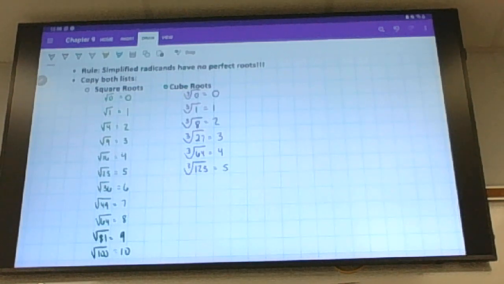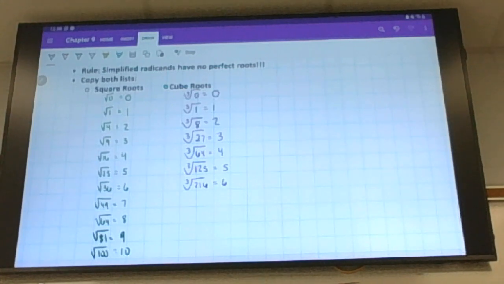Wait, so is that just it? This list? Yeah, weird how they're connected, right? These are numbers to the 3rd power. So rooting is the opposite of a power. So 5 to the 3rd is 125. So the cube root of 125 is 5. They're like opposites of each other, really. So after 125, that would be 216.